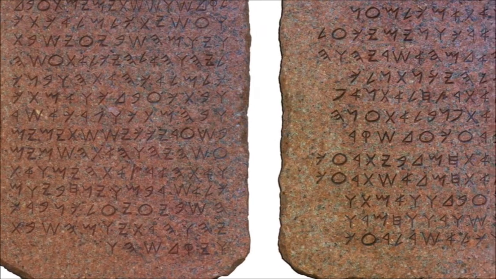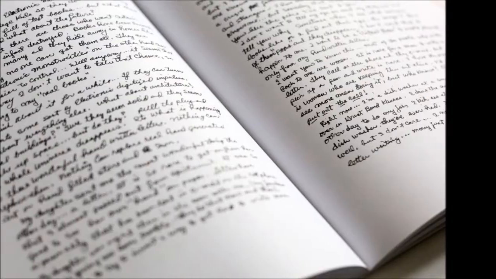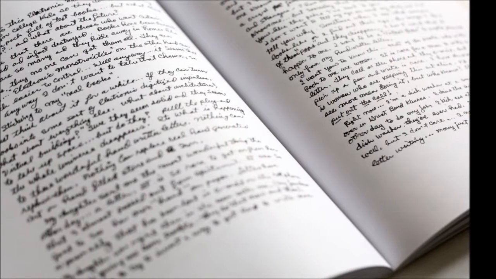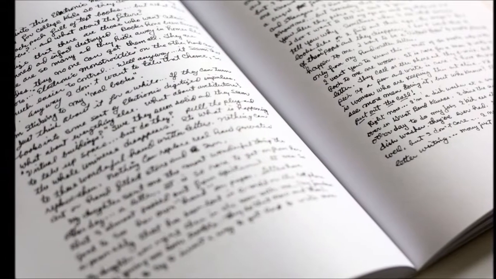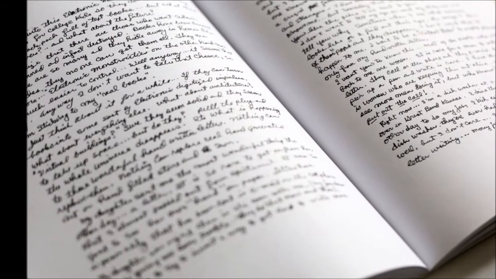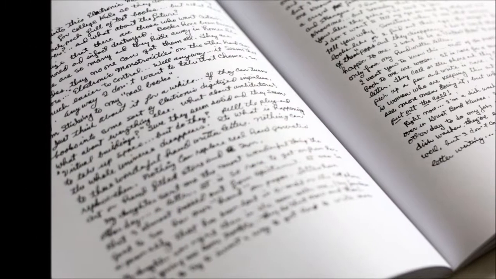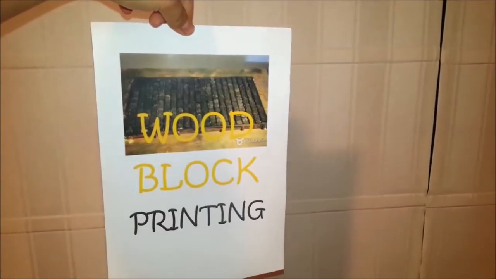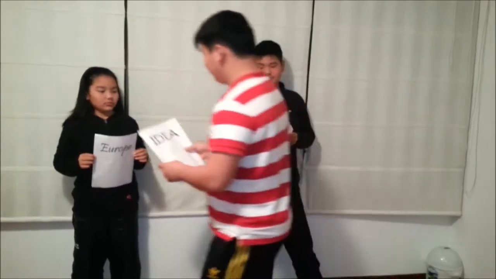A very long time ago, people wrote information on stones. Then after paper was invented, people started to write information on paper. But they couldn't write long information for everyone in Europe, so they just gave up. This was the problem. Then, Korea and China invented woodblock printing, and they spread this idea through Asia and Europe.